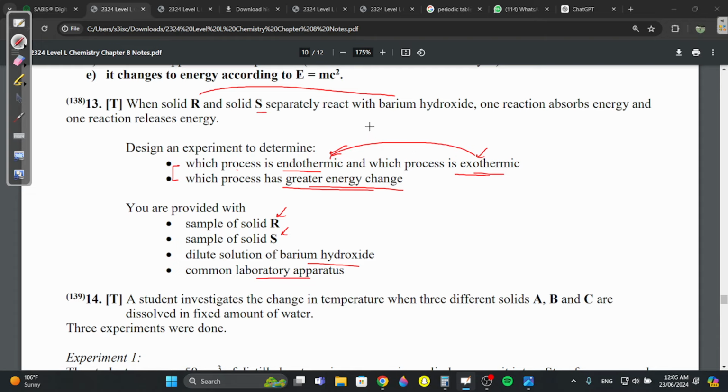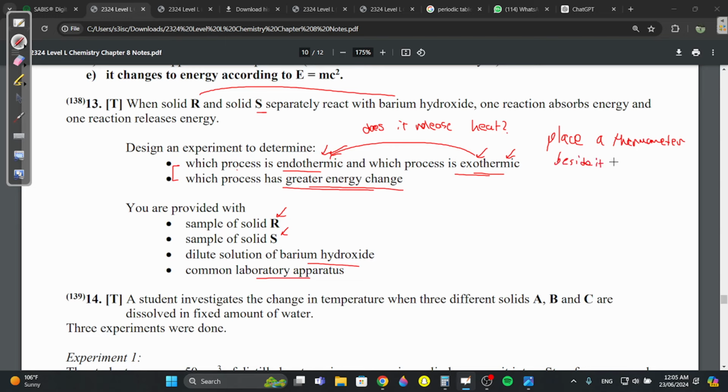You would check, does it release heat? Right? So if it does release heat, that means it's exothermic. If it doesn't, it absorbs heat, it becomes colder, then it's endothermic. Okay, so how do we test that? How do we test if something releases heat? We're gonna place a thermometer beside it. Right?